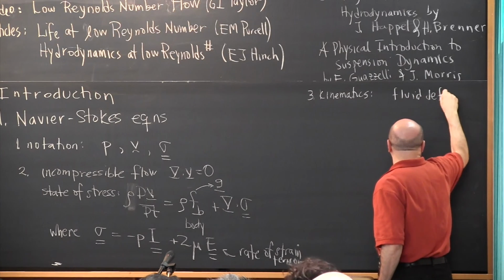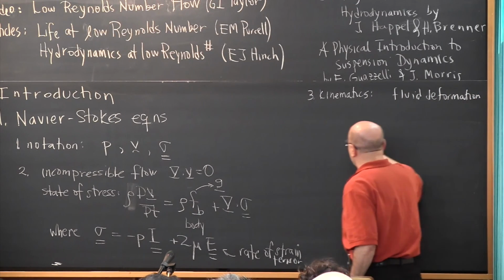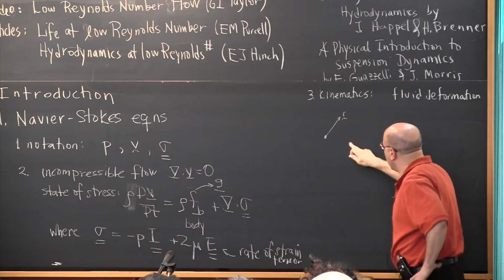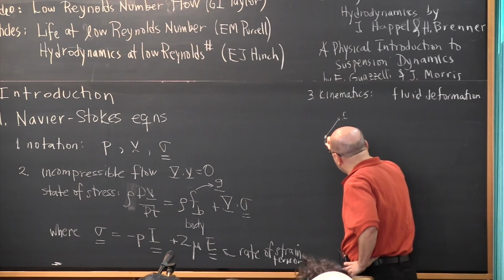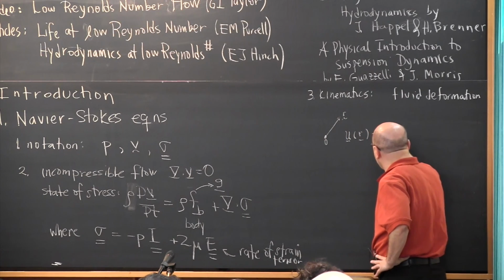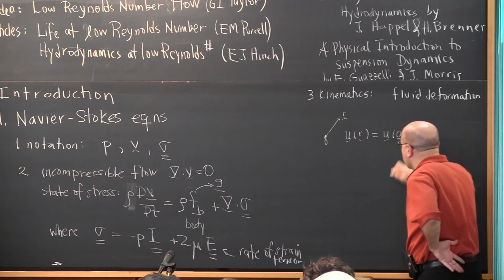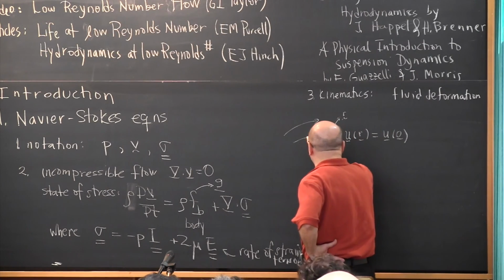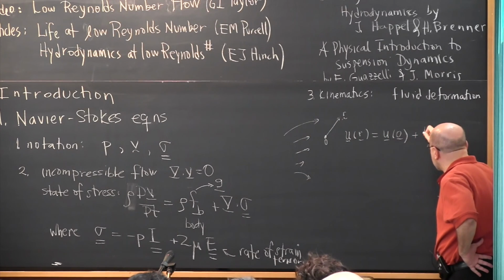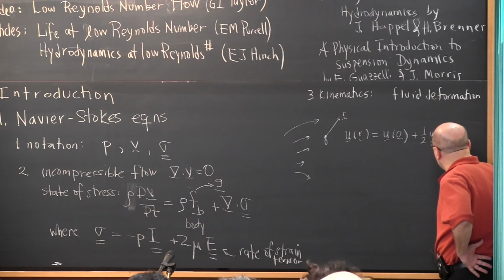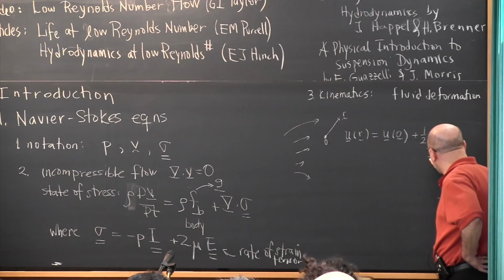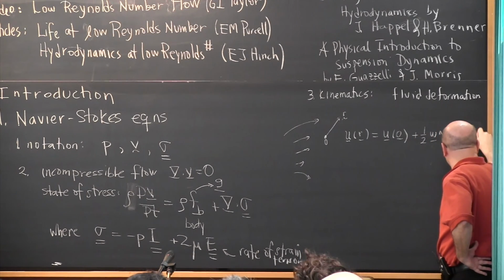And for completeness, I'll just say that if you stand at some origin and you look at a point a distance r away and you ask what is the velocity at the point r relative to some origin, you would write that the velocity at point r is the velocity at some origin, whatever the state of the flow is, if you imagine some kind of velocity distribution plus 1/2 the vorticity cross r, where the vorticity is the curl of the velocity field.